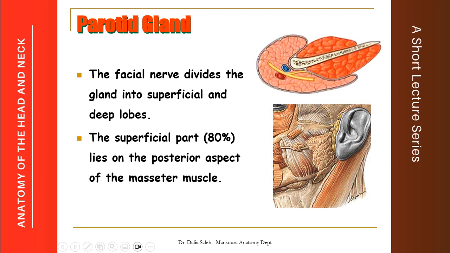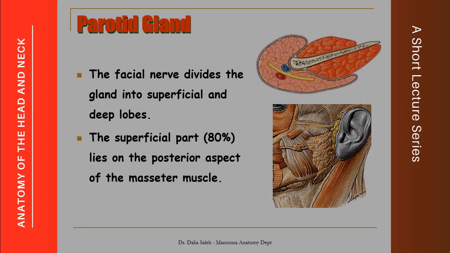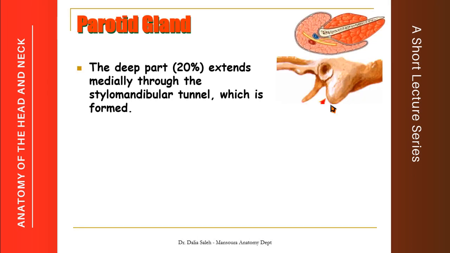The superficial part, about 80% of the gland, lies on the posterior aspect of the masseter muscle. So this is the superficial part, lies over the masseter muscle here. The deep part of the gland, about 20% of the volume of the gland, extends deep in the stylomandibular tunnel.